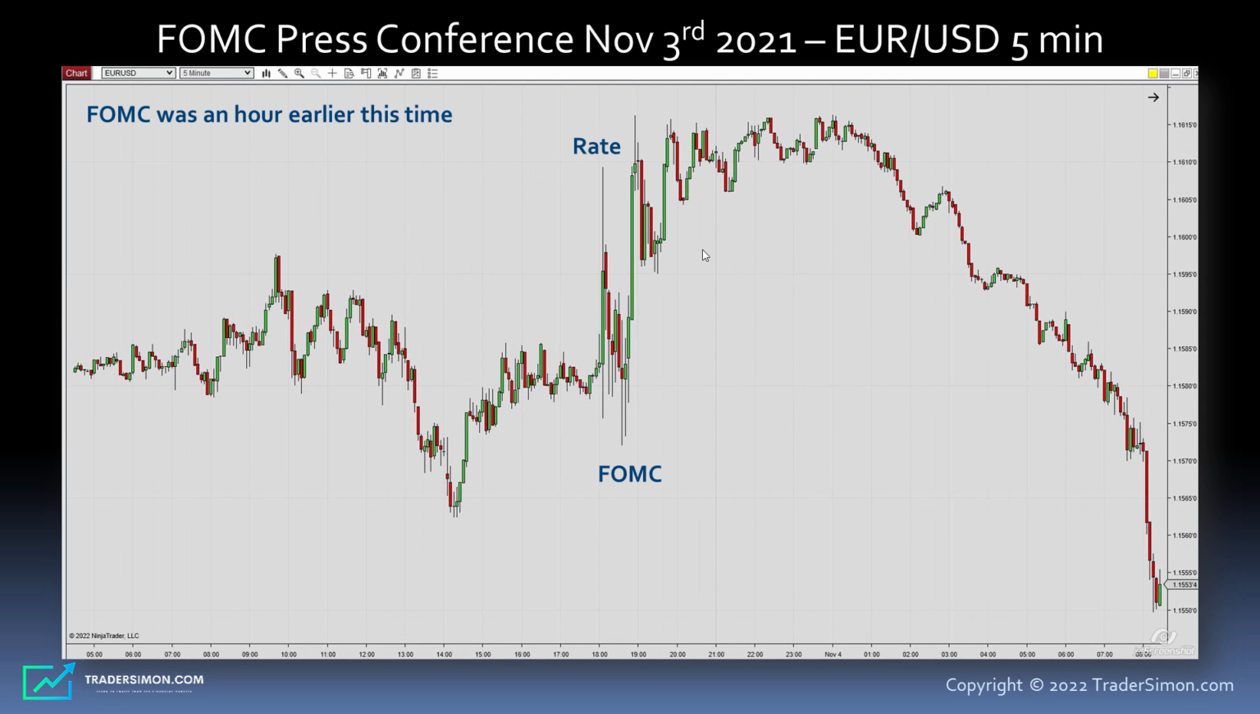Here's November press conference 2021, and it was a bit of an odd one here. We had this spike on the rate statement, then we had a V shape on the FOMC, and it did continue up. So if you saw that V shape there, you could have got long, but it didn't really last for that long before turning around. So it's a bit of an oddity there. The FOMC was also an hour earlier than the usual time, so you're not always going to get it right.